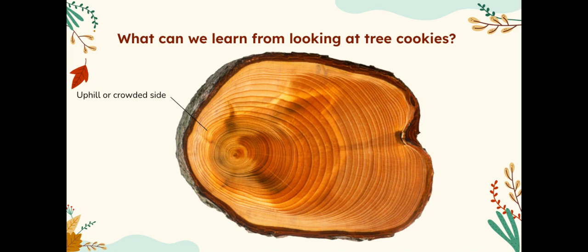So in this area, you can see these rings are compressed close together and they are spread farther apart on the other side. That means that this was either growing on a slope, and this is the uphill side, or it was very crowded by other trees on this side and it did not get as much light and water as it should have, whereas on this side it got better light and water.